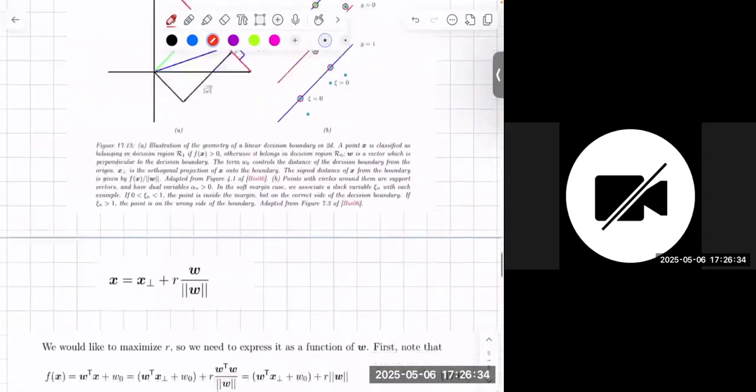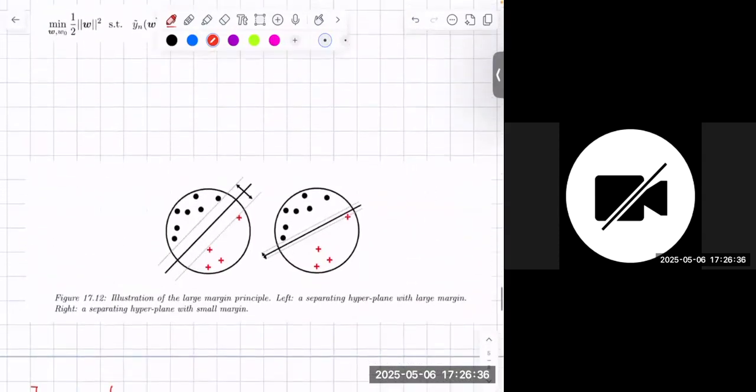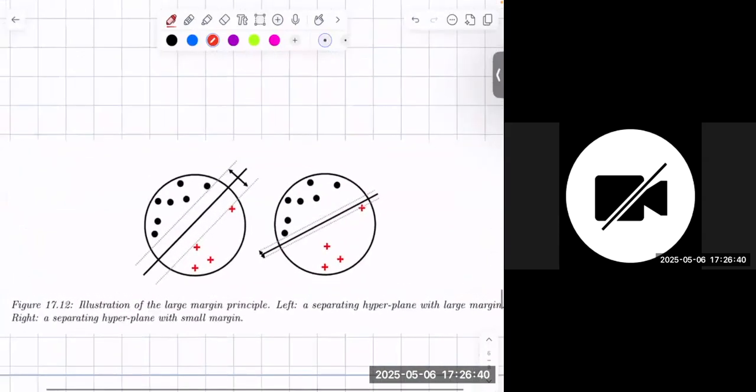Now I'm going to talk about something called the large margin classifier. This is also known as support vector machine. Probably you guys have heard this term somewhere, support vector machine. Have you heard of this before? SVM. Oh yeah. SVM is a general term. I'll try to tell you what that is. But the main idea, I think this picture is giving the main idea.